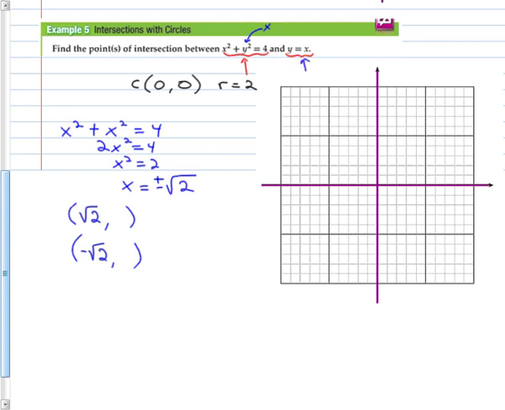Well, let's come back to here. Y just equals the x. If my x is positive square root of 2, what's the y? Positive square root of 2. If my x is negative square root of 2, my y is negative square root of 2. There's the answer. This is why we couldn't get it from the graph.